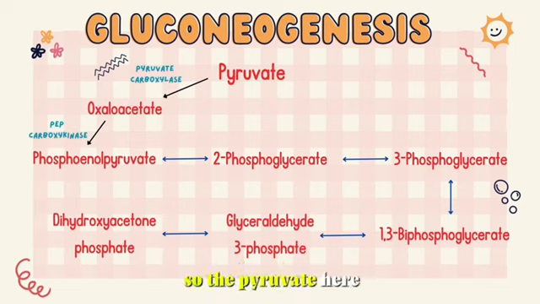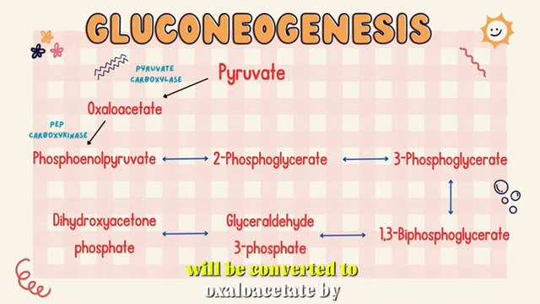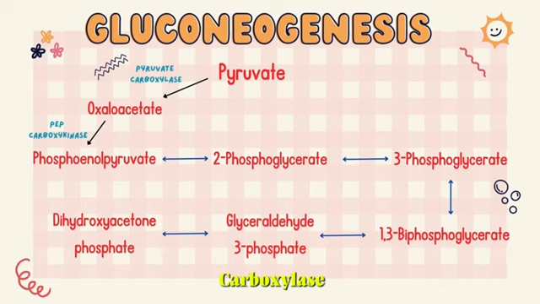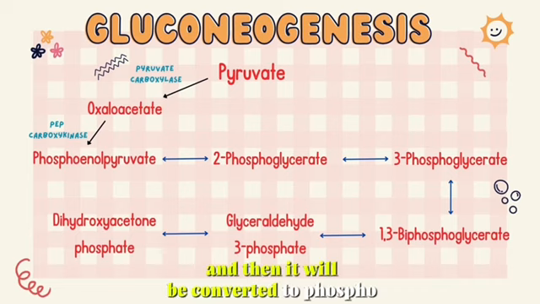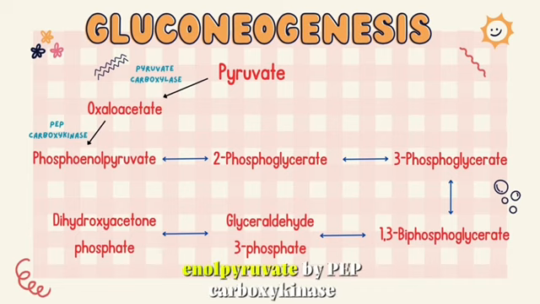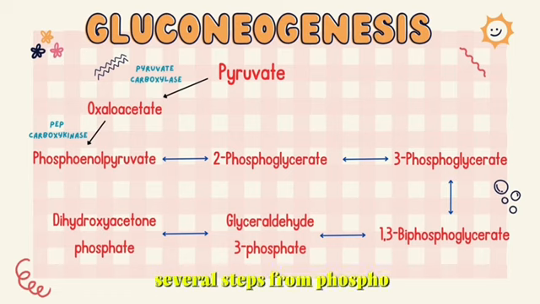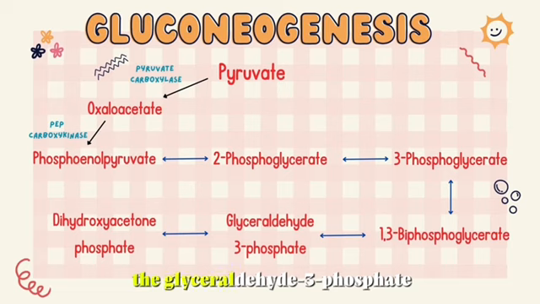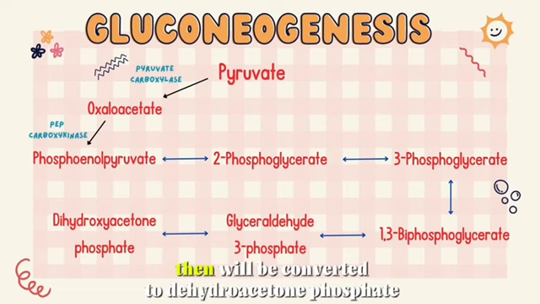The pyruvate here will be converted to oxaloacetate with the help of the enzyme pyruvate carboxylase, and then it will be converted to phosphoenolpyruvate by PEP carboxykinase. Several steps from phosphoenolpyruvate will produce glyceraldehyde 3-phosphate. The glyceraldehyde 3-phosphate will then be converted to dihydroxyacetone phosphate.